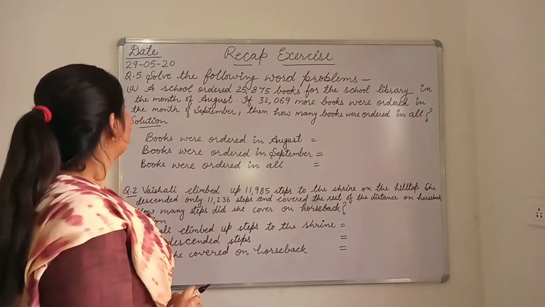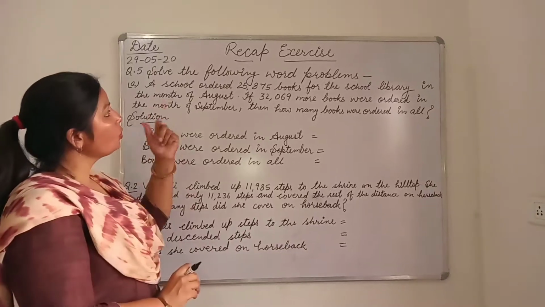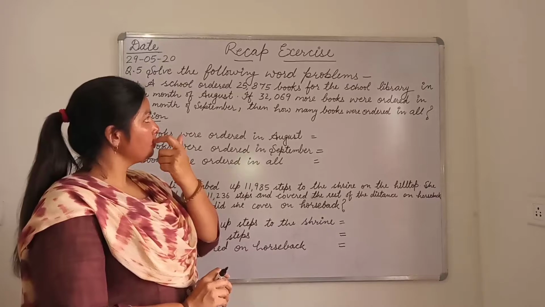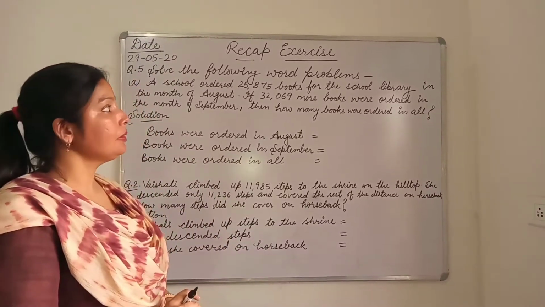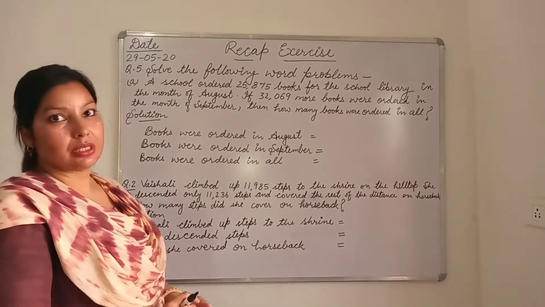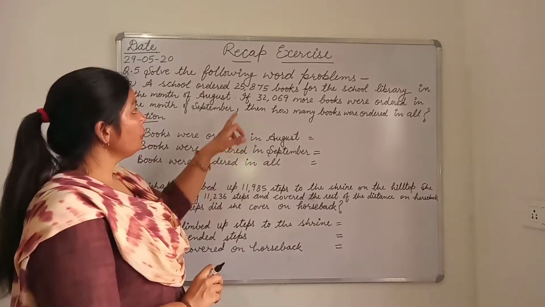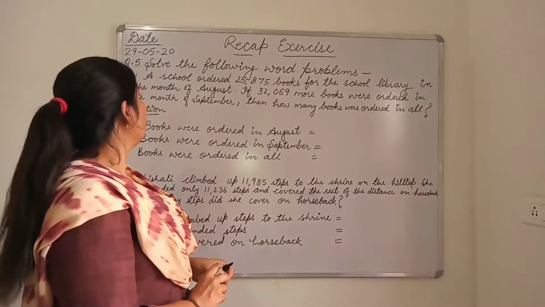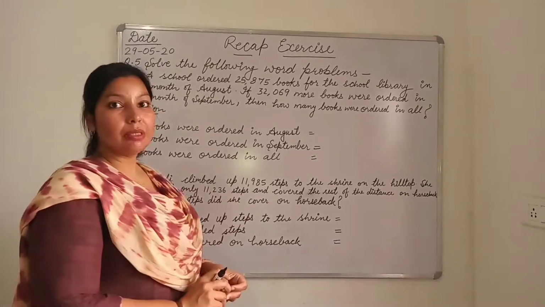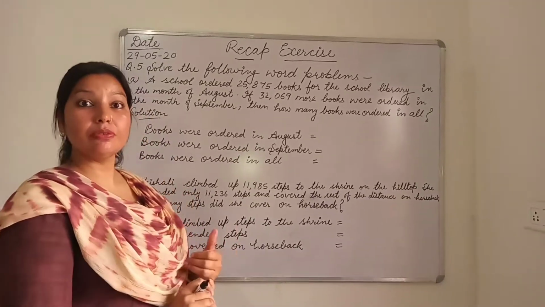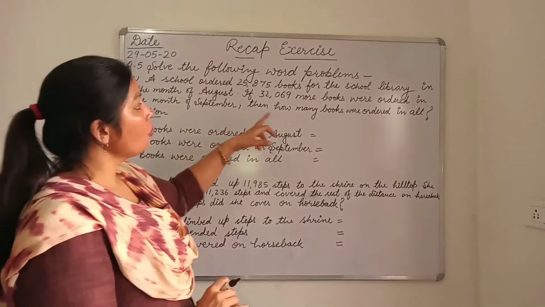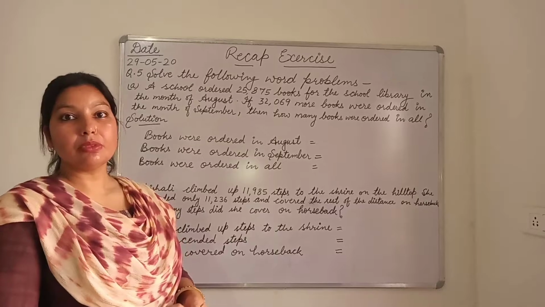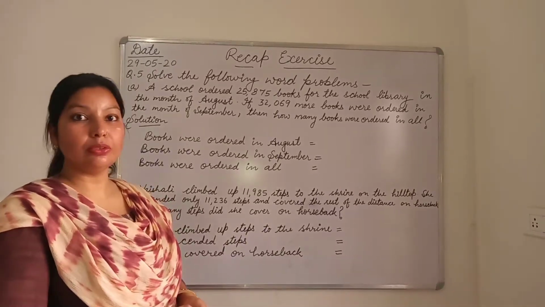Okay. Now here is part A. A school ordered 25,875 books for the school library in the month of August. If 32,069 more books were ordered in the month of September, then how many books were ordered in all? So how many total books were ordered? That you have to find.